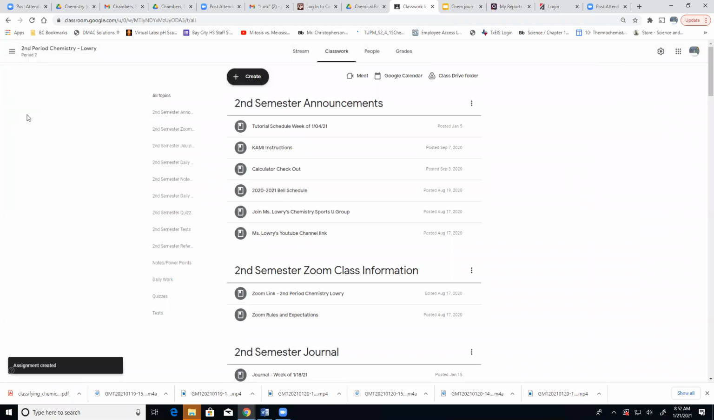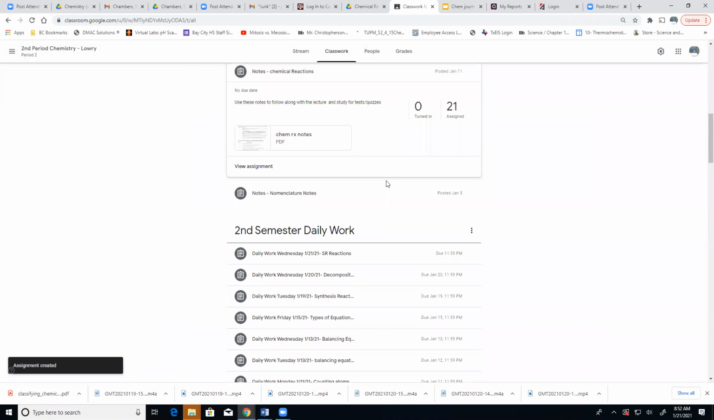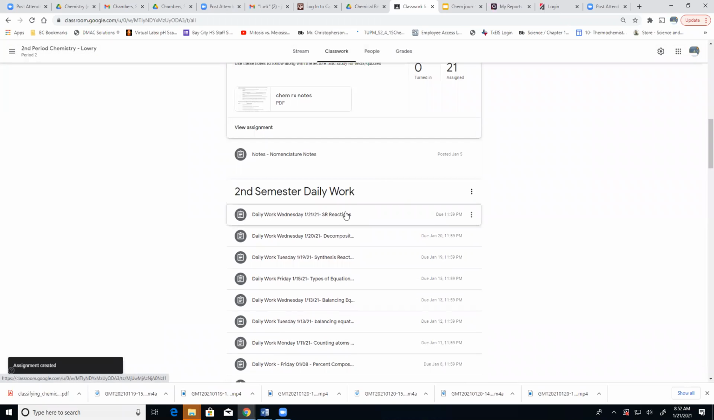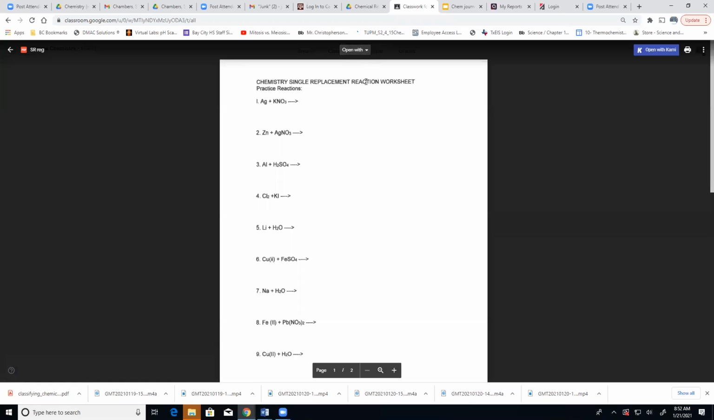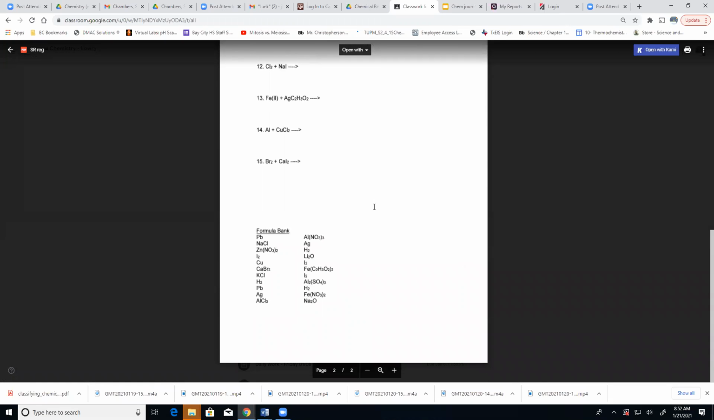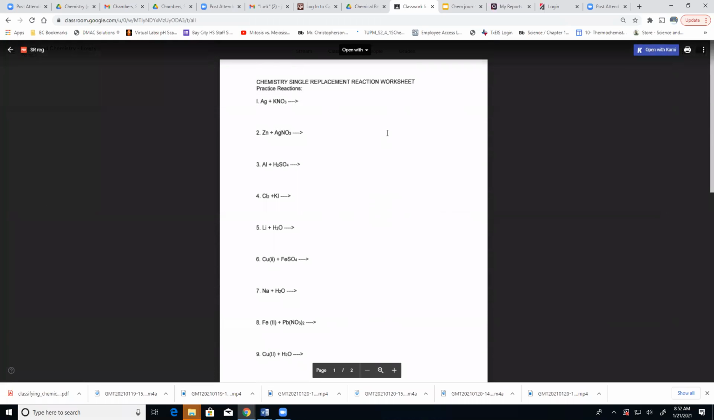All right, virtual students, it should be in there now. If you look under daily work, SR reactions, single replacement reactions. Just like the other ones that we've been doing, there's a formula bank for your products on the back. There's a lot of diatomics, so don't forget about those.